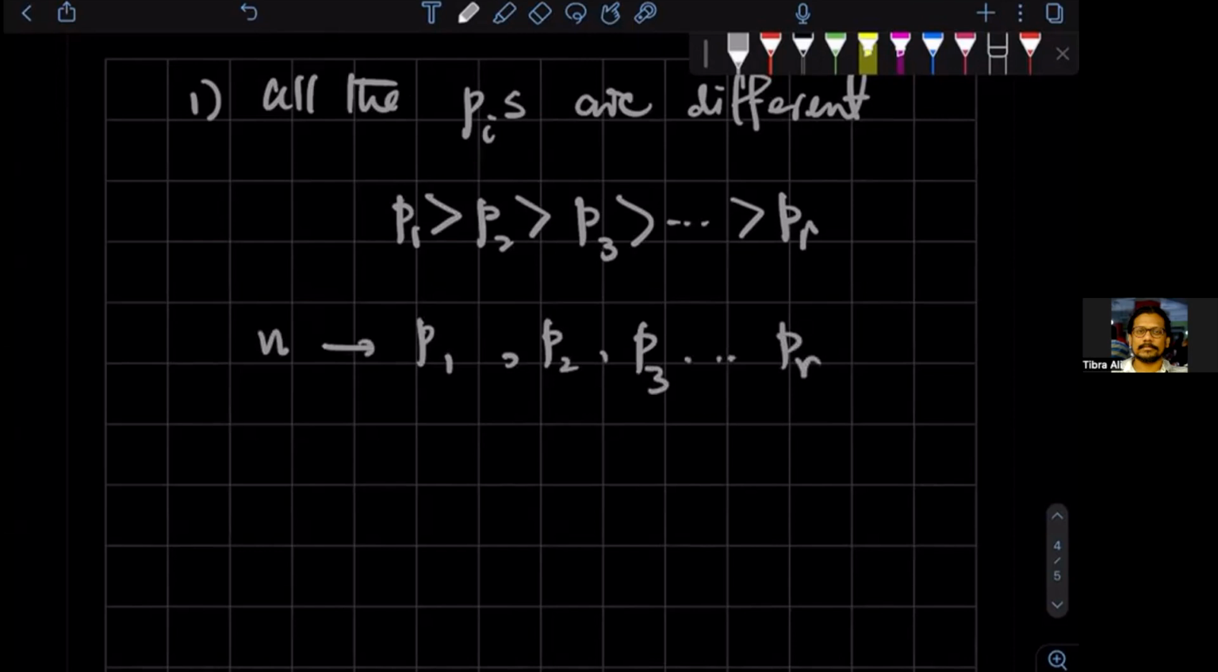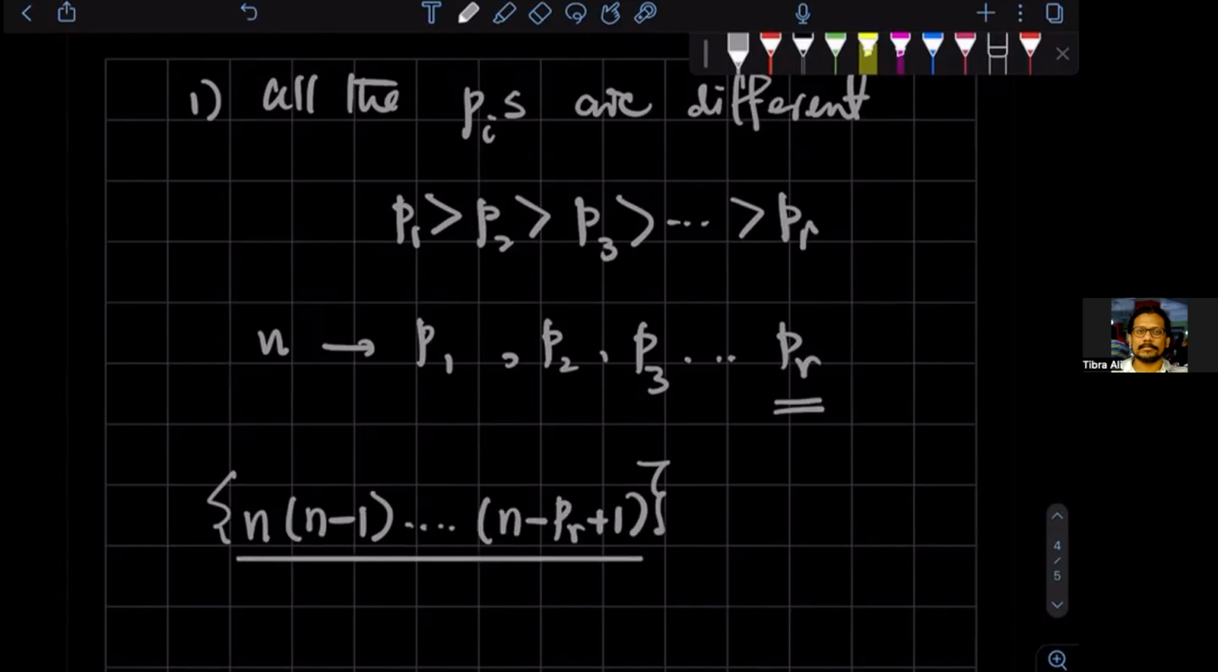So first, let's start with this one. The first object can be chosen in n ways, the second object in n minus 1 ways, and so on, down to n minus PR plus 1 ways. Okay, so let's put a bracket around that. And because we don't care about the ordering of these things, we have to divide it by PR factorial, right?